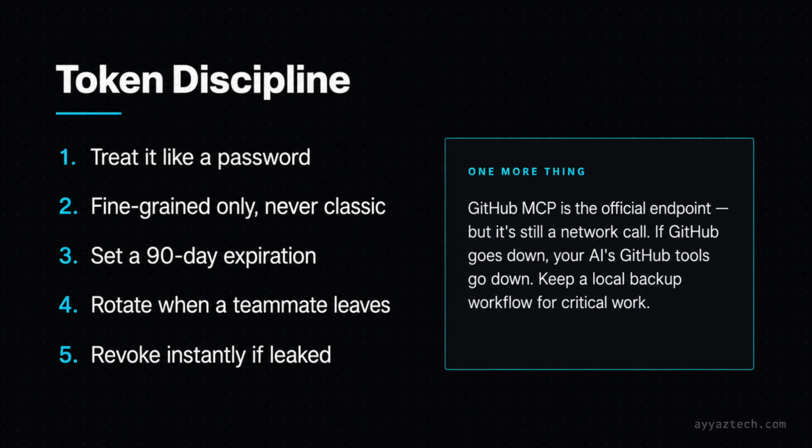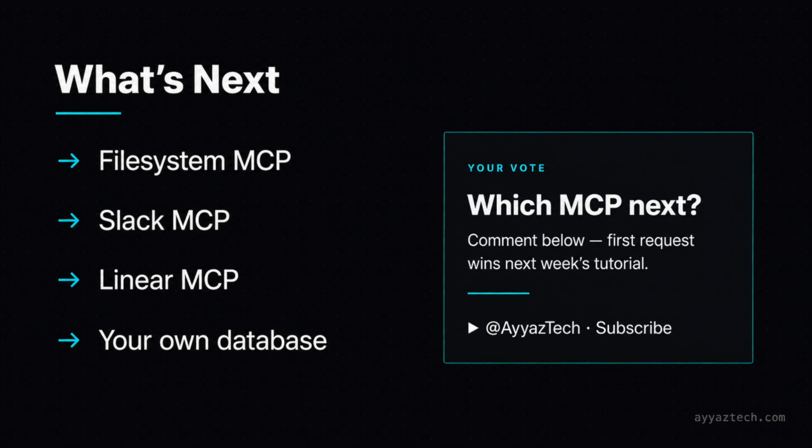One more, the GitHub MCP server is the official endpoint, but it's still a network call. If GitHub goes down, your AI's GitHub tools go down. Have a local backup workflow for critical work. This is a productivity layer, not a foundation. That's the entire setup. One command, one scoped token, 2 demos that already save time.